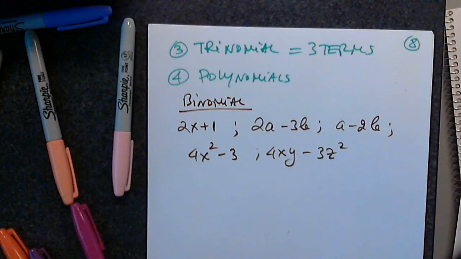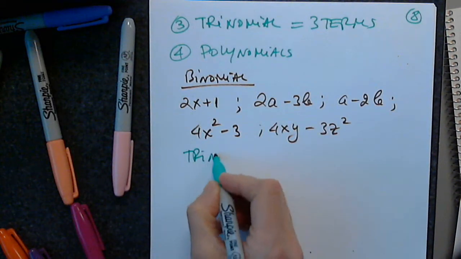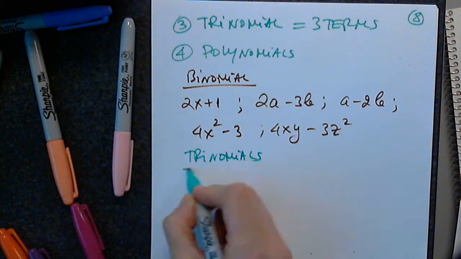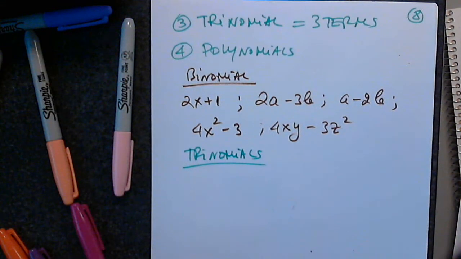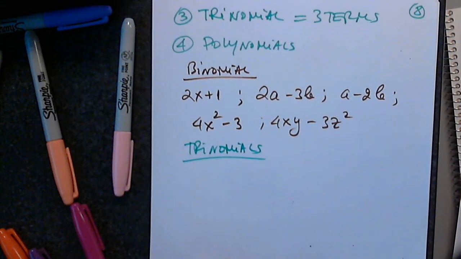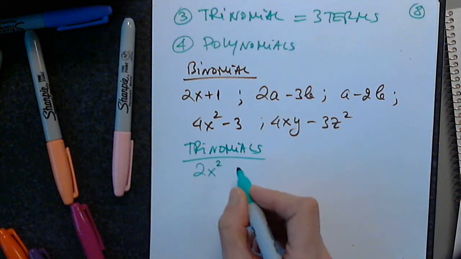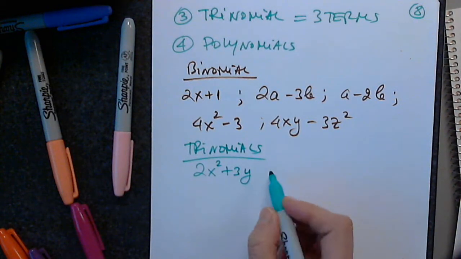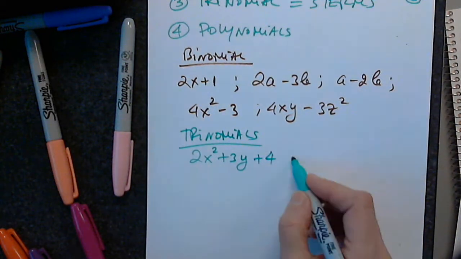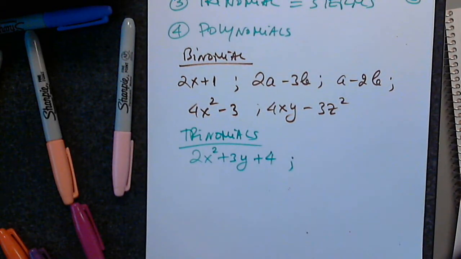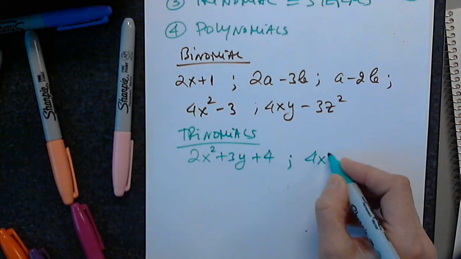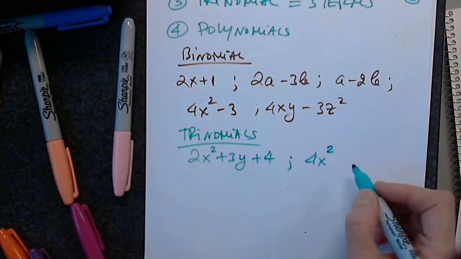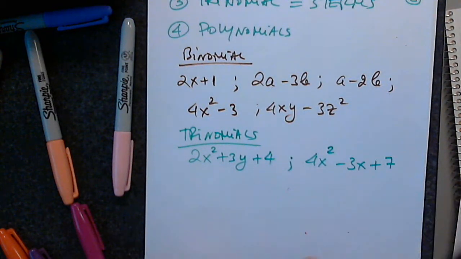Can anyone give us examples of trinomials? It could be 2x plus 3y equals, plus 4. That's it. That's a trinomial. One more. Let's say 4x to the second power minus 3x plus 7. Are these trinomials? Yes.